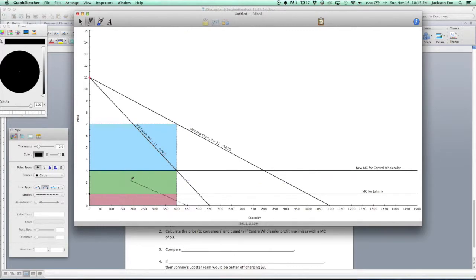Okay, it was right here. So remember, it was at $2 at this point. Okay, and we'll draw this right across. Okay, so some of you might be confused about why I did this instead of going back up to the demand curve and then finding it again.